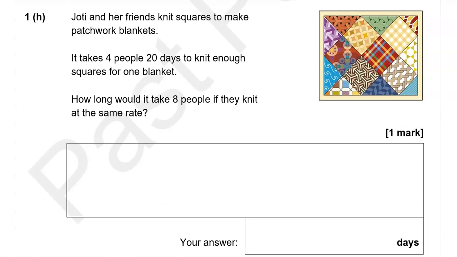Georgie and her friends knit squares to make patchwork blankets. It takes 4 people 20 days to knit enough squares for one blanket. So 4 people, it takes them 20 days. How long will it take 8 people if they knit at the same rate?